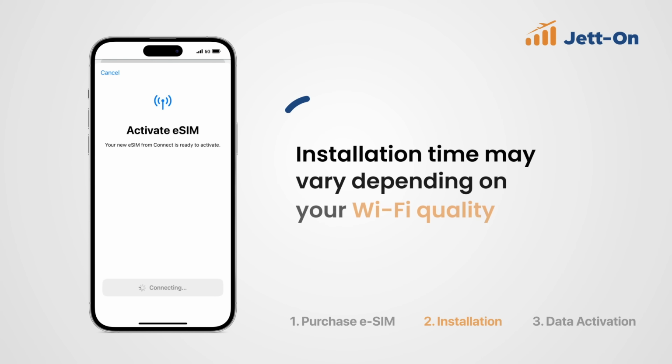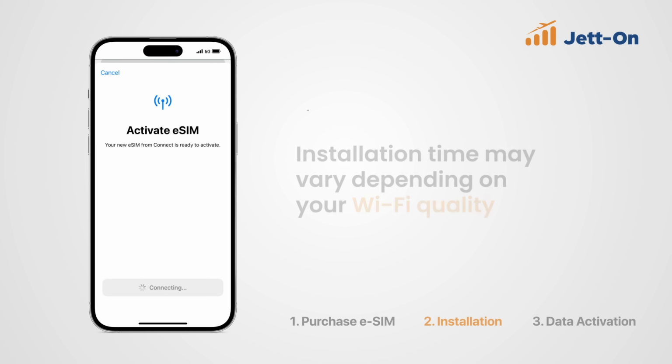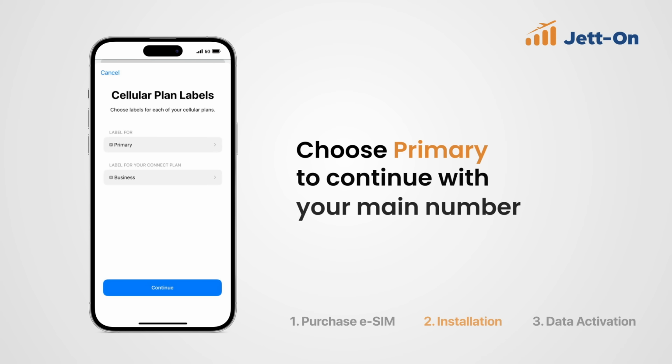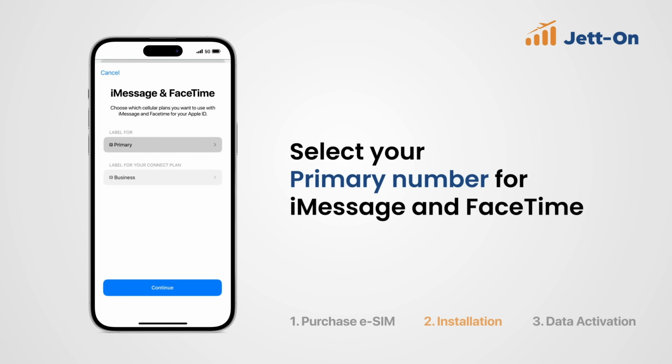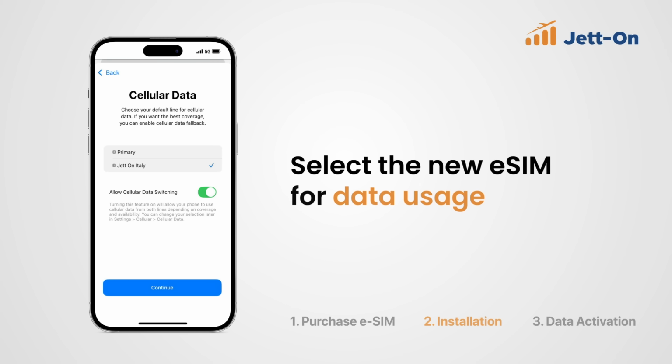Please note, installation time may vary depending on your Wi-Fi connection. Once installation is complete, tap Done to proceed. For your main number, select Primary and tap Continue. If asked about iMessage and FaceTime, choose your primary number. For mobile data usage, select your newly installed eSIM.